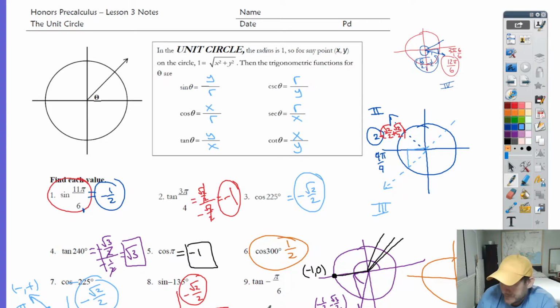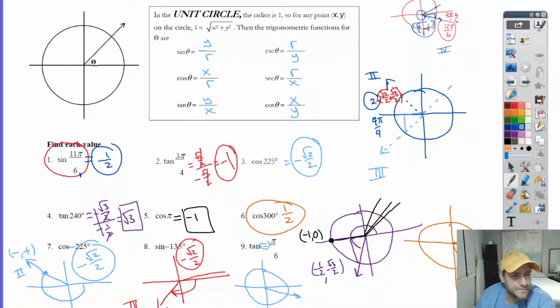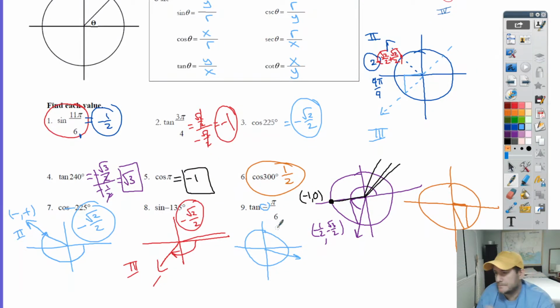So where's negative pi over 6? Well, pi over 6 is 30 degrees, and they want me to rotate down, so I guess I'm here. Oh, I'm sorry, we are way off the screen. Okay, so it's a 30-degree angle. We're down here in quadrant 4.